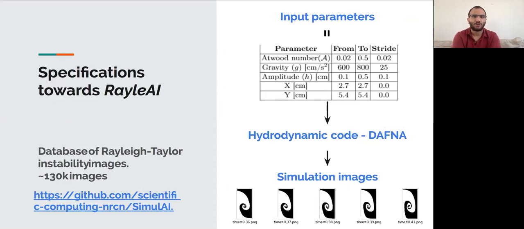In order to solve the four problems, we first created a database named Rayleigh that will contain the simulation images along with Waddell's 2001 experimental images. Rayleigh contains approximately 130,000 images, while each image was produced by simulating RTI via the hydrodynamic code DAFNA. We made the database publicly available and sorted it such that the name of each image contains its initial parameters.